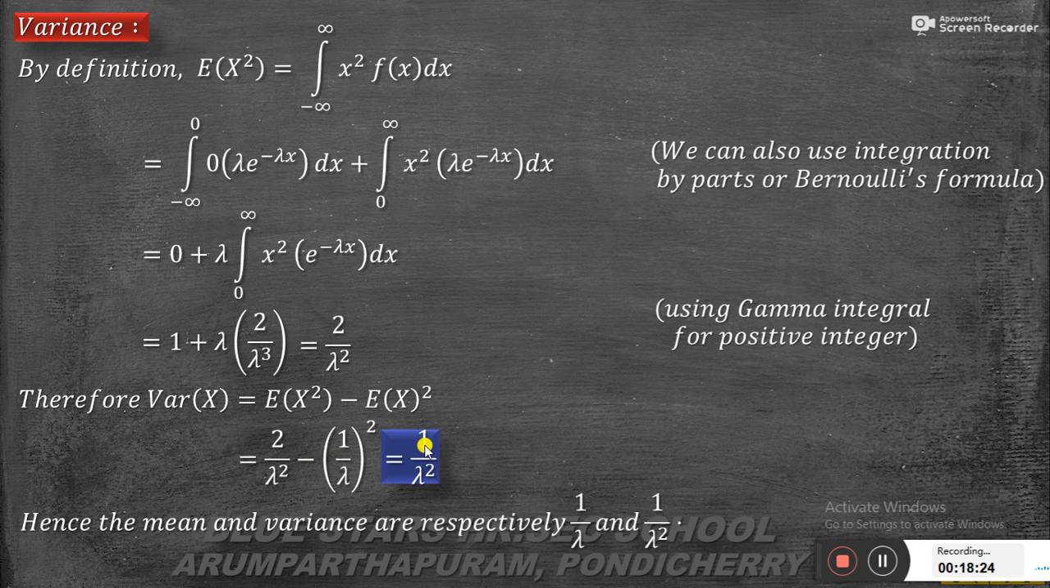This is the answer for the variance. Variance equals 1 by lambda square. Therefore mean equals 1 by lambda and variance equals 1 by lambda square. This is the answer for this problem.